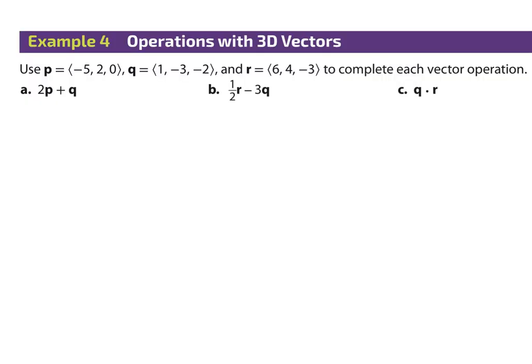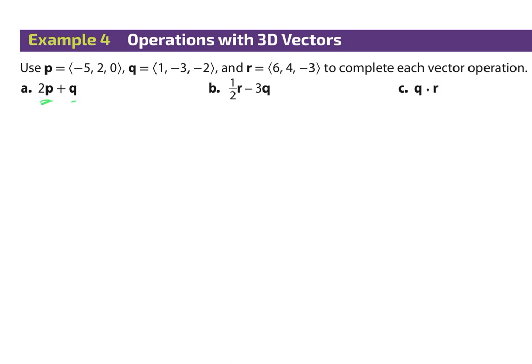All right. This is identical to what we did when we had an XY, two-dimensional. You can add, subtract, multiply, etc. with vectors. So if they give you these three vectors and they want you to do something like 2p plus q, you're literally just going to do your distribution, that's your scalar, and then do your addition. All right. So it works the same.